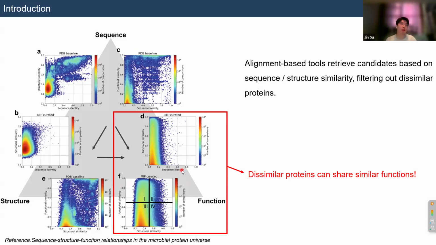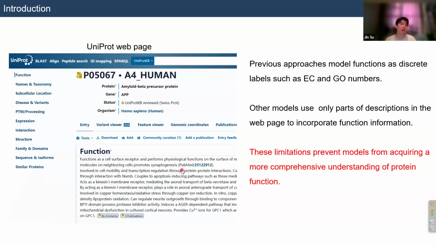So we think a feasible way to solve this problem is to incorporate protein function description into our pre-training process. Some previous approaches model protein functions as discrete labels such as EC and GO numbers, but this way to incorporate protein function always limits the model's usage. For example, we cannot retrieve proteins given a human language description, or if we have a desired function, we cannot retrieve proteins using these models.